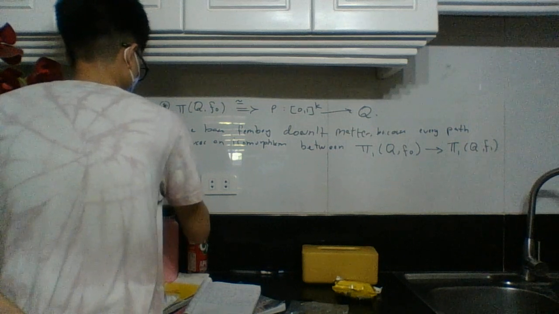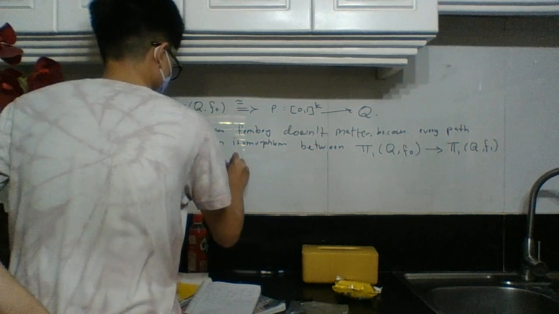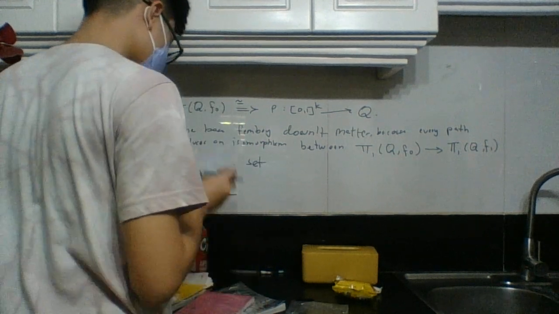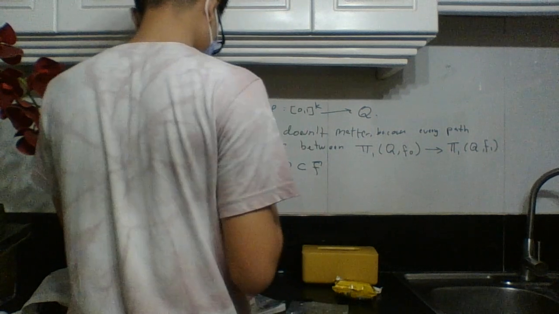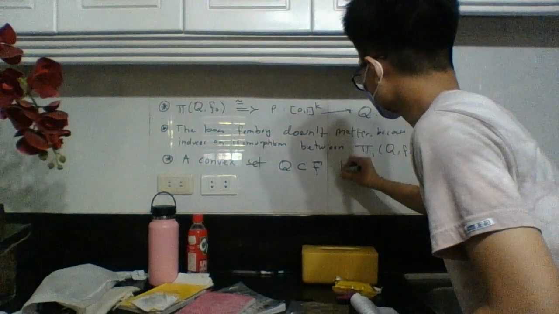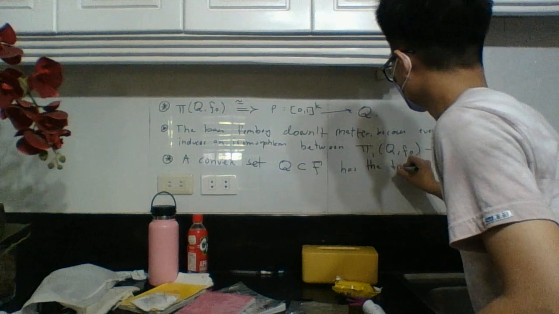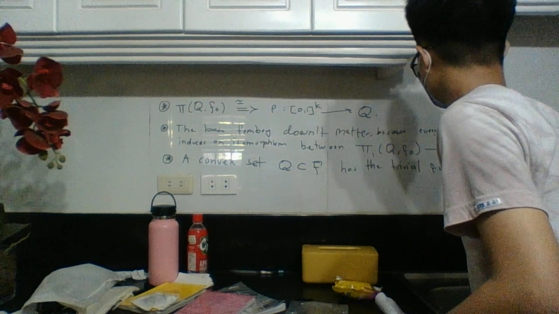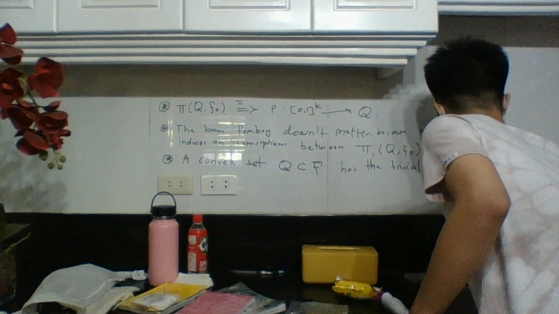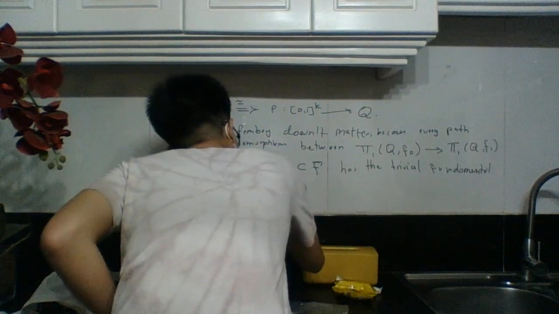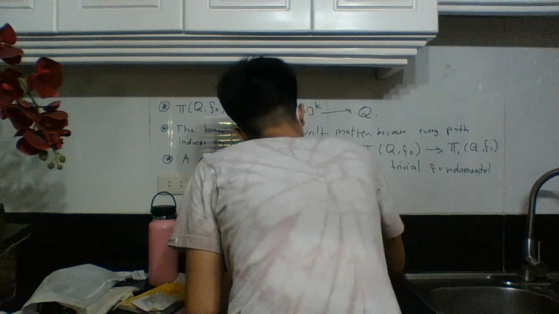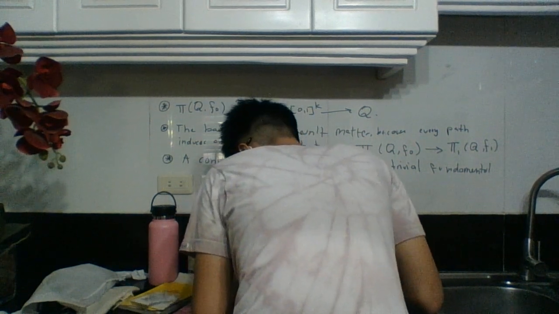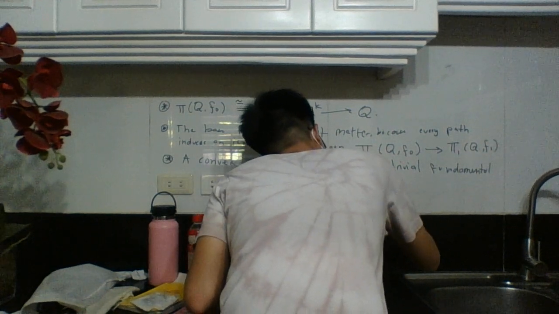So now, the last one is that a convex set of points, which I will, of course, call Q again, which is an element of big F, or mathcal F, has the trivial fundamental group, which is pi1(Q, f0) at a base point f0 is equal to 0.